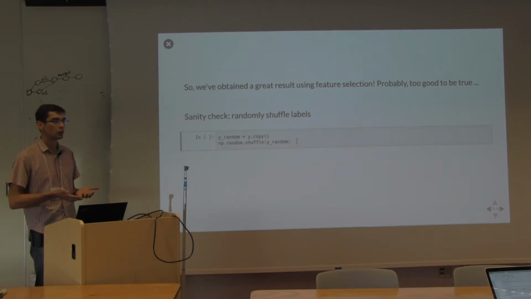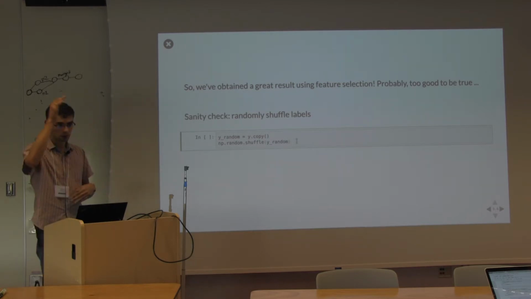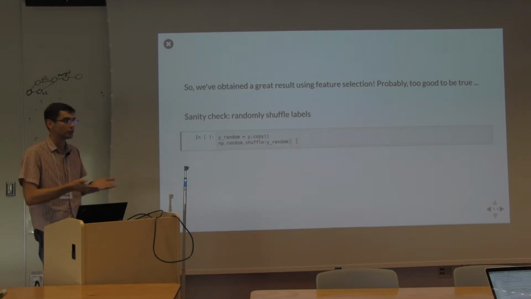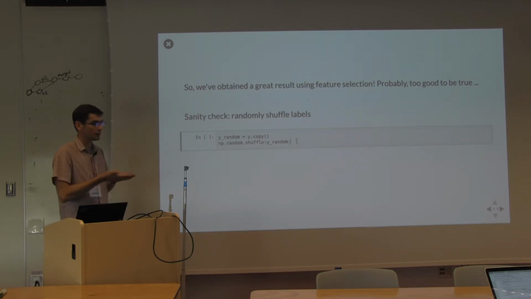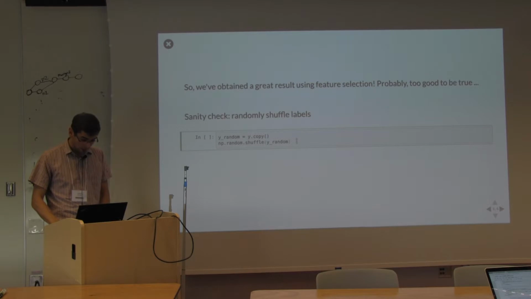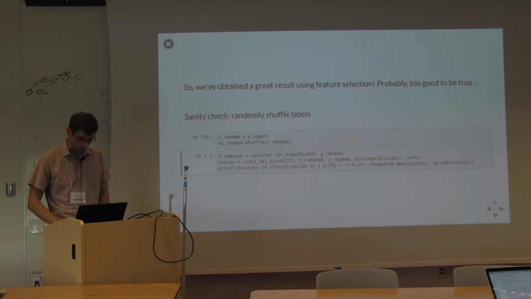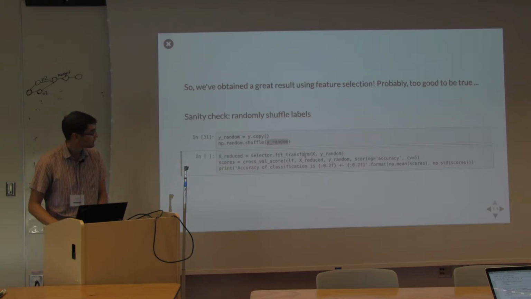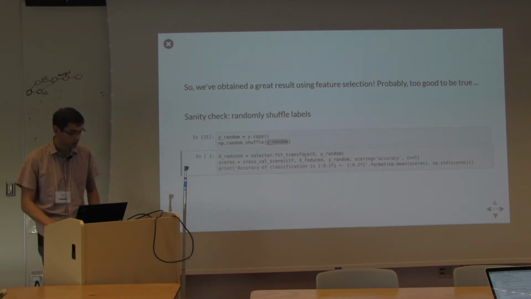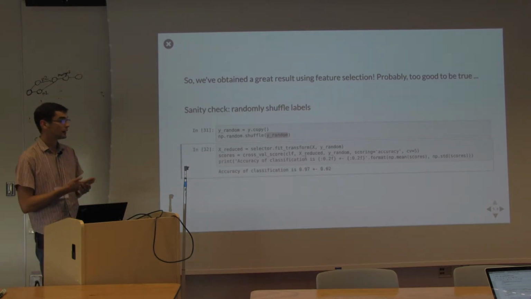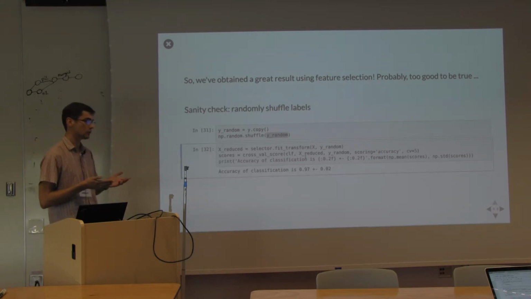There is a very simple way to validate your approach, your processing pipeline. You can randomly shuffle your labels. If you randomly shuffle your labels, you can expect that your results will be just like random classification. So these two commands allow us to randomly shuffle and create a new y_random variable. Now I repeat the analysis, just replacing y by y_random, and we see again the same classification accuracy. So what's the problem? It's a typical mistake.